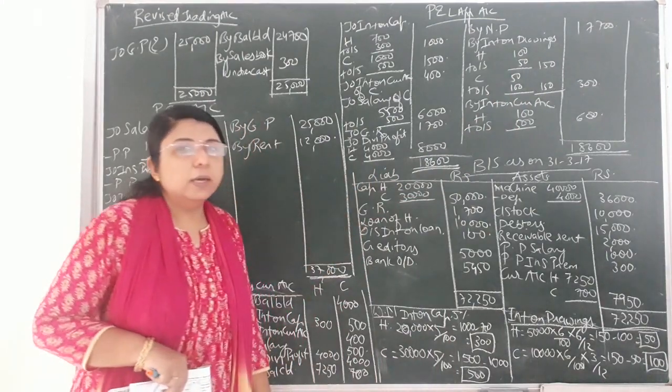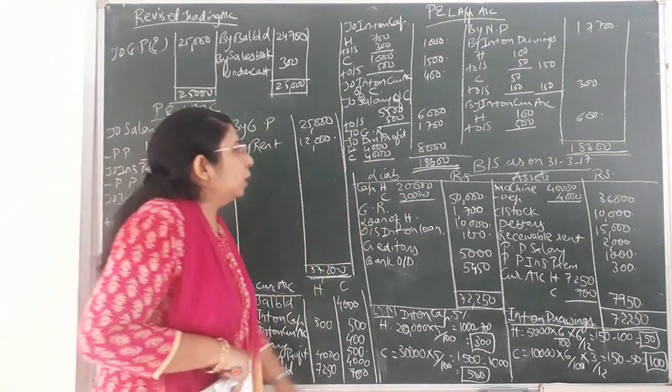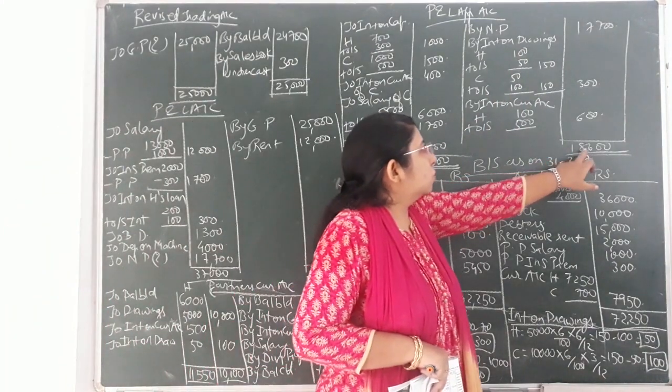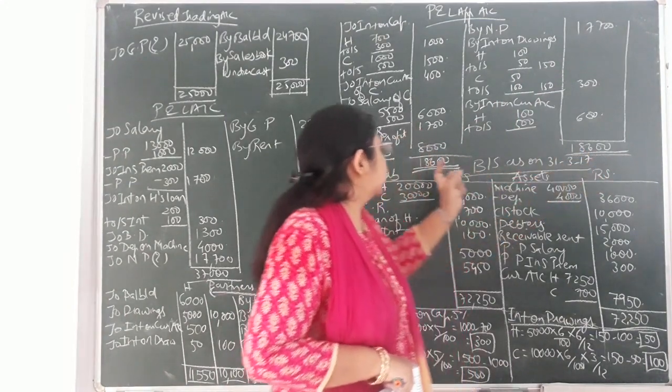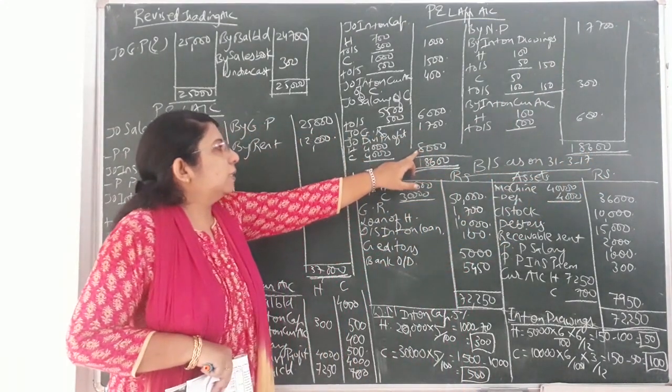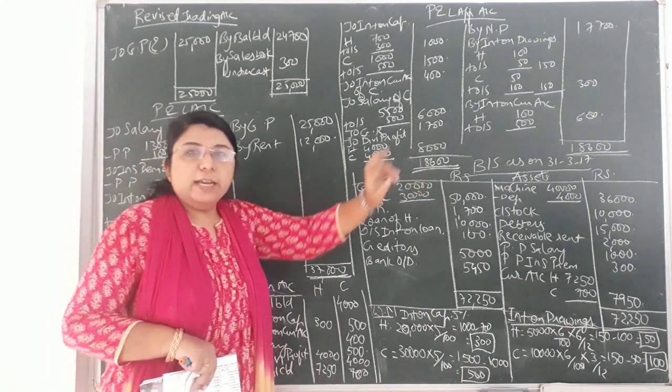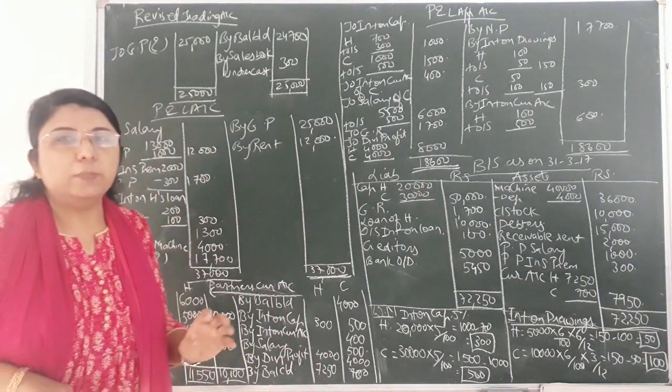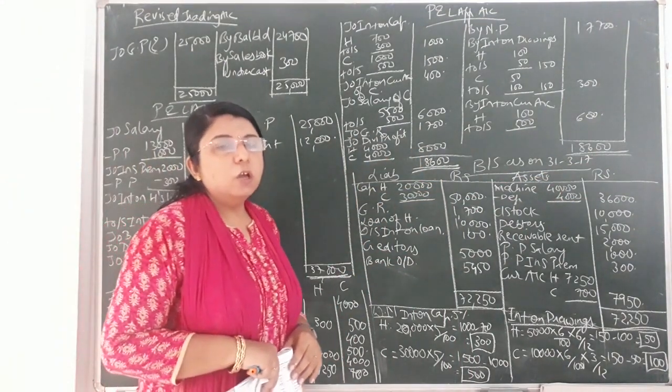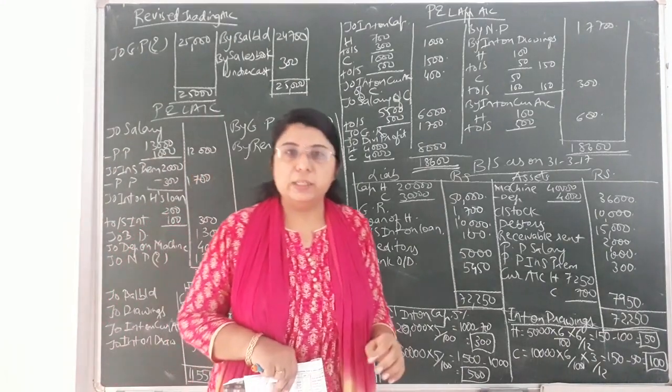Now we'll close the P&L appropriation account. P&L appropriation account credit side total is more, that is coming to 18,600. Difference that came on debit side, that is 8,000. Already I have discussed in the starting that no profit and loss sharing ratio is given to you. So we'll consider the ratio 1:1.